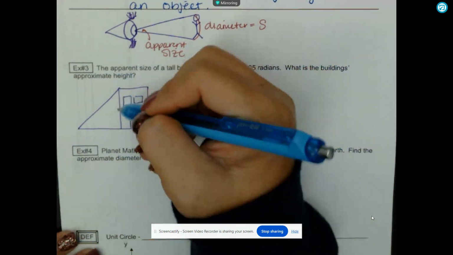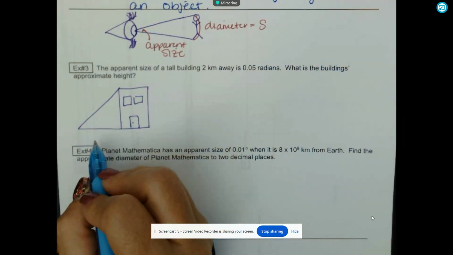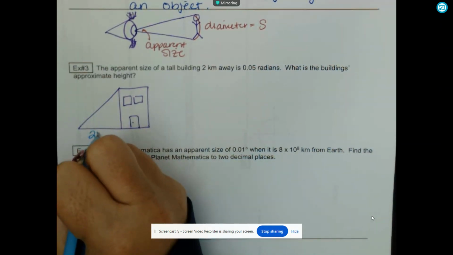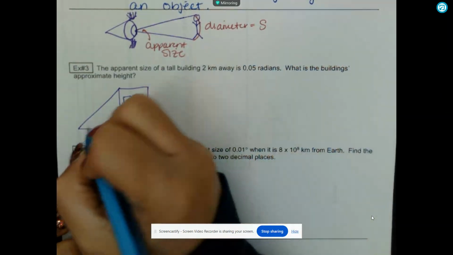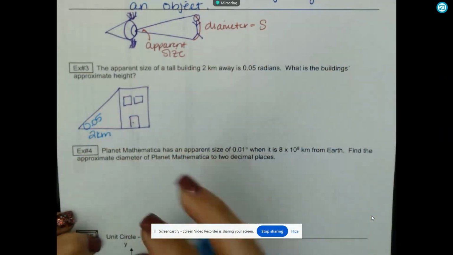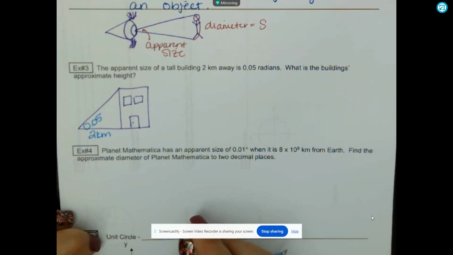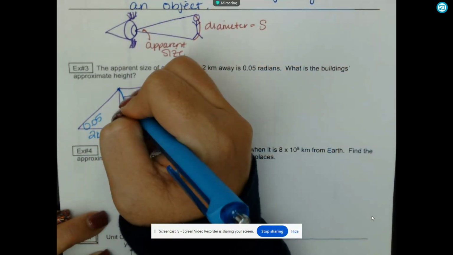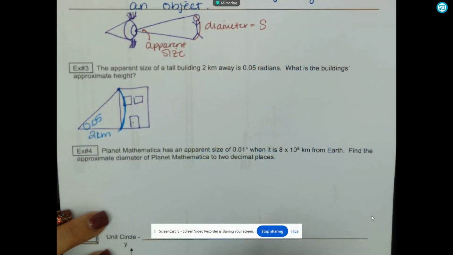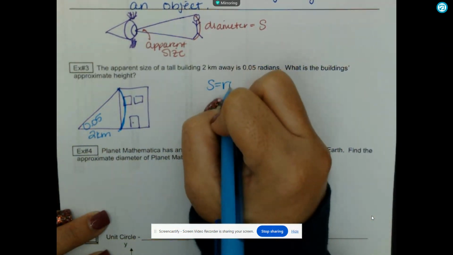So does the 2 go up the side of the building or does it go on the ground? 2 kilometers away. It goes on the ground, right? So the 2 kilometers is here. And it says that the angle itself, the apparent size, is 0.05 radians. So that's going to be my angle. What is the building's approximate height? Well, we're looking for the diameter, which is like our arc length here. Everybody got me? So it's just S equals R theta.